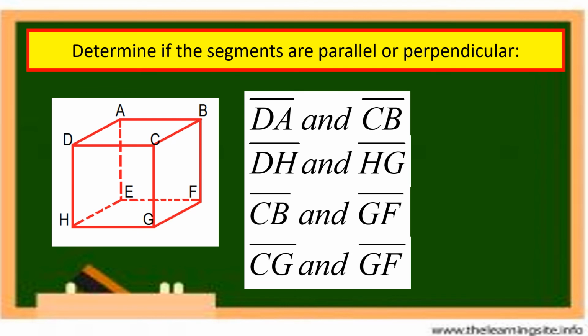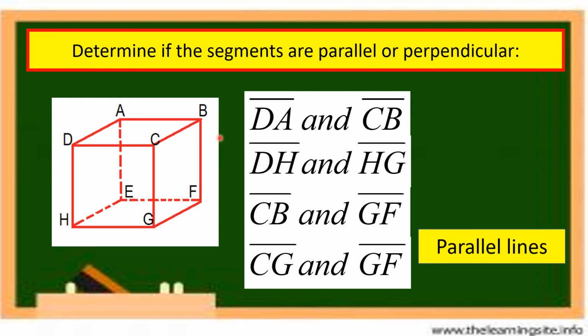So determine if the segments are parallel or perpendicular. We have the figure. The figure is a cube. If that is a cube, we need to determine whether it is parallel or perpendicular. We have segment DA and we have segment CB. So segment DA and segment CB are what? The two lines are parallel.